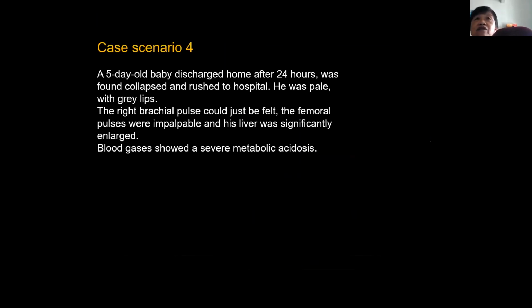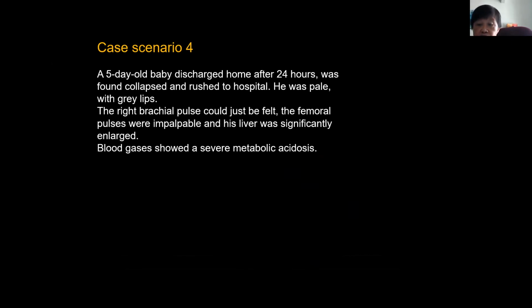Okay, case scenario 4 is a 5-day-old baby who was discharged home after 24 hours. You see, all our well babies, we tend to send them home early, and then he is found collapsed and rushed to the hospital. He was pale with gray lips. The right brachial pulse could just be felt. The femoral pulses were impalpable, and his liver was significantly enlarged.